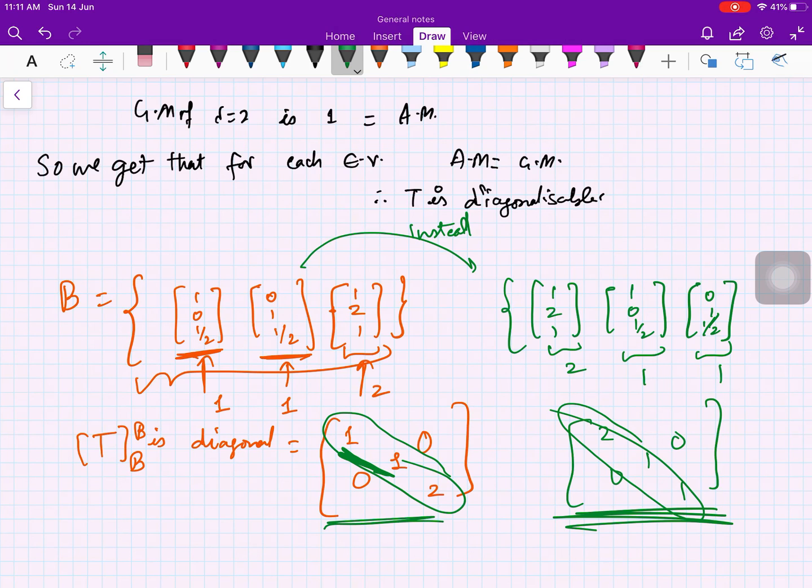Next video we'll talk about when your matrix has a special property of being real symmetric, and there we will see that interesting things occur.